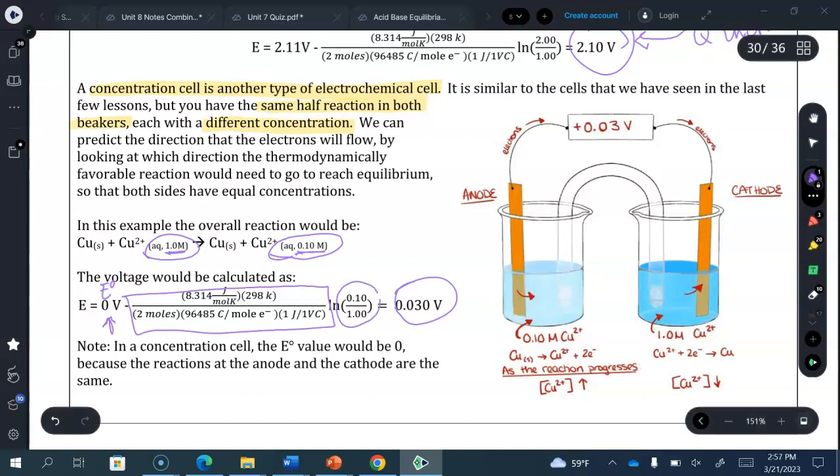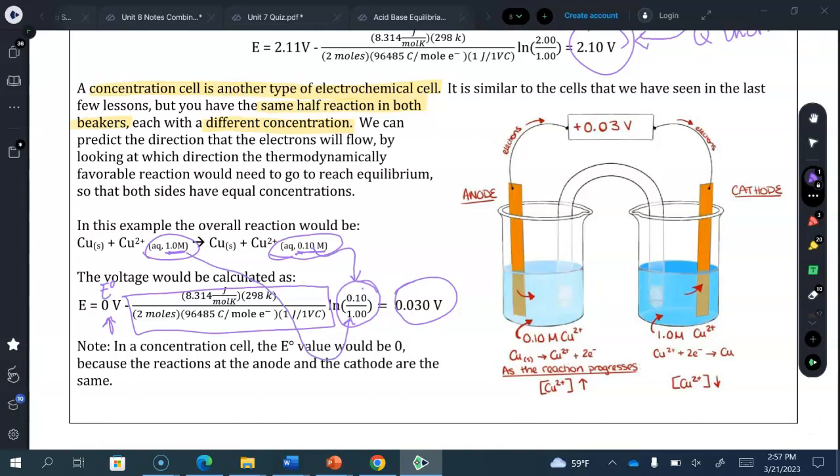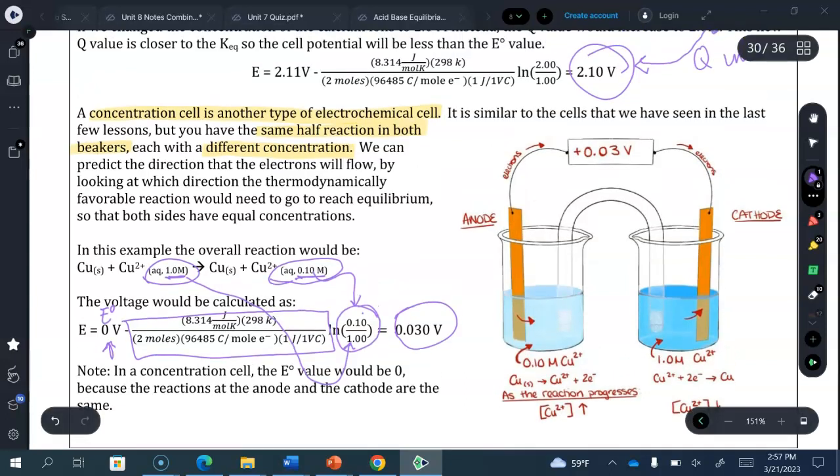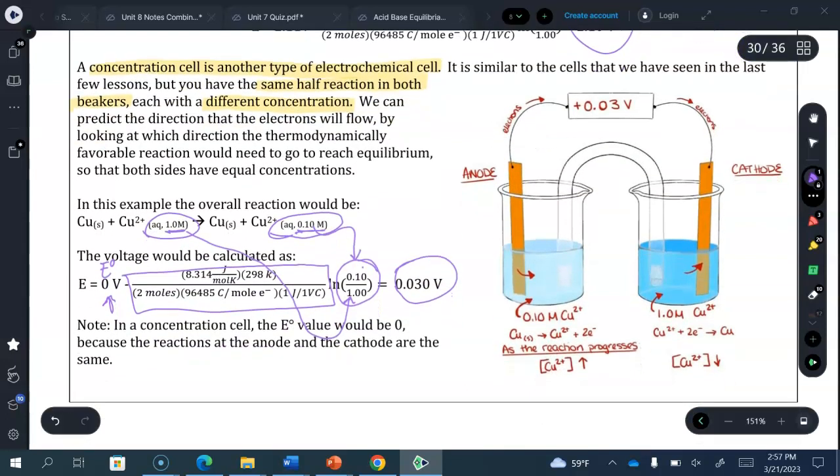And then for Q, it's always products over reactants. So this one goes here, and this one goes here. And the solids are omitted because they are not part of an equilibrium process, they aren't counted because they're considered infinitely large concentrations. So they don't count. And so you recalculate and you see that the potential for this one is 0.030 volts.